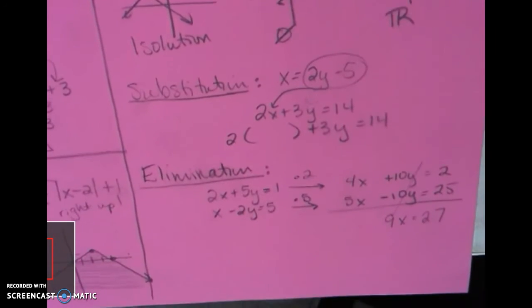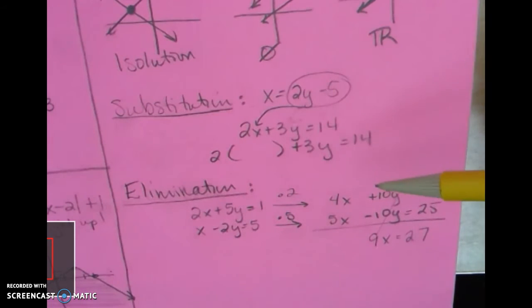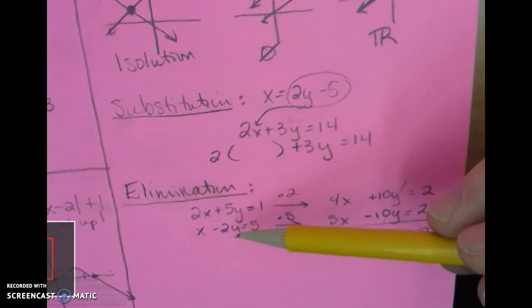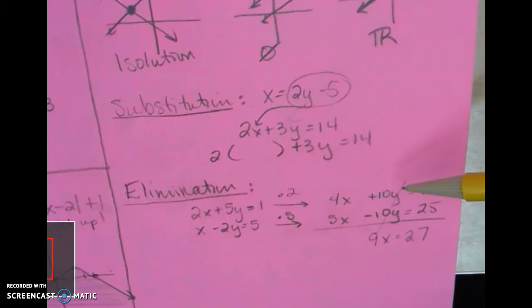And then elimination, you have to get the same number but different signs. So I had a positive 5y and a negative 2y, but I needed a positive 10y and a negative 10y. And then once you solve here, x was 3, you would plug it back into one of those 2 equations, and it doesn't matter which one.